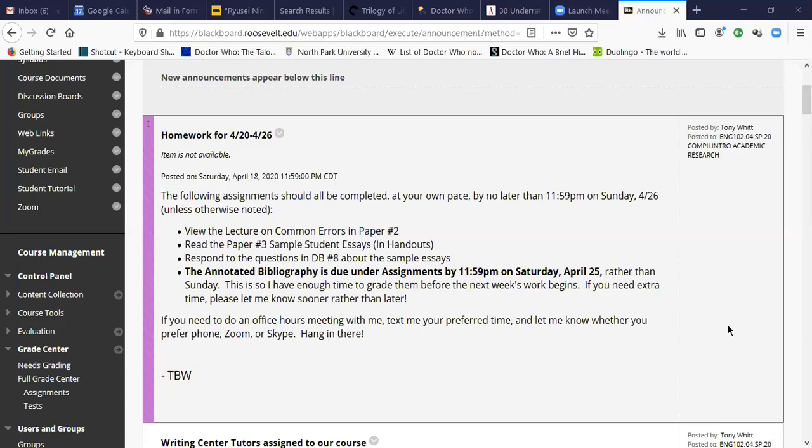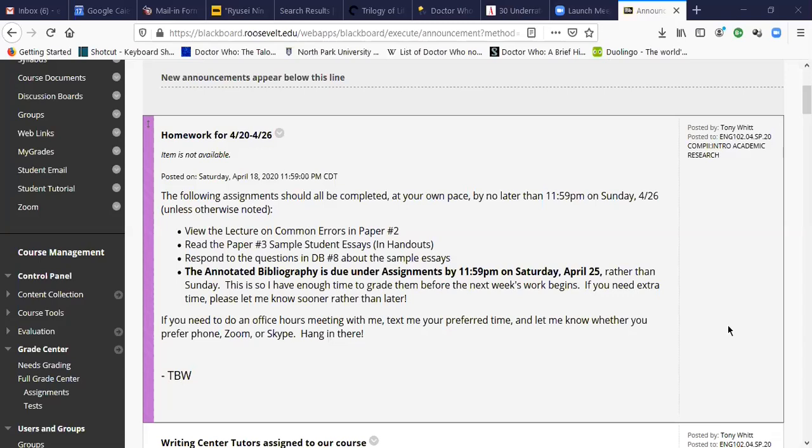The annotated bibliography on paper number 3 is due under assignments by 11:59 p.m. on Saturday, April 25th, rather than on Sunday. This is so I have enough time to grade them before the next week's work begins. If you do need extra time beyond Saturday the 25th, let me know, but I can't extend the assignment on this one too terribly much, because then it's going to push directly into all the prep work you need to do for paper number 3.